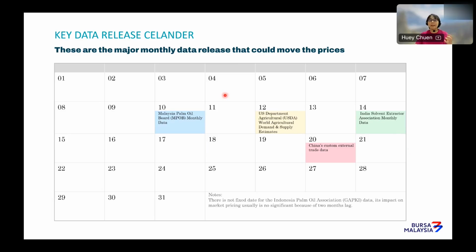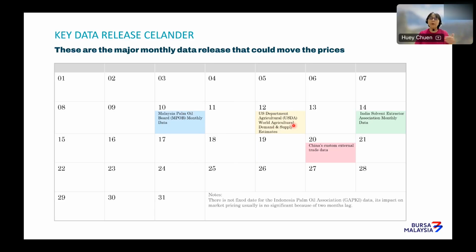So what are the key dates that you have to remember? During this period, prices tend to be more volatile when Malaysia announces the MPOB monthly data, the Malaysia Palm Oil Board monthly data. Usually it's on the 10th. Sometimes, if it's a weekend, there will be a delay. And coincidentally, after 2 days, you will see the USDA, US Department of Agriculture, announce their data as well for the US progress of soybean planting, their corn, their wheat, and they will also give the estimation of world agriculture demand and supply.